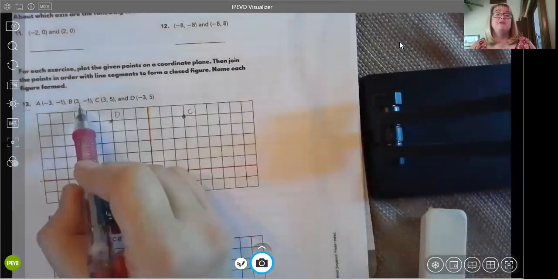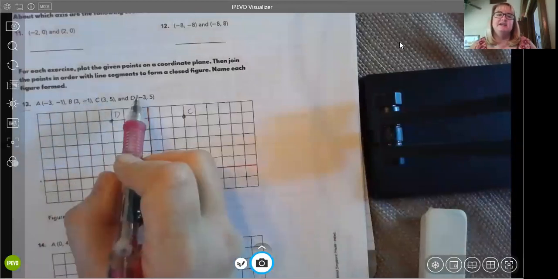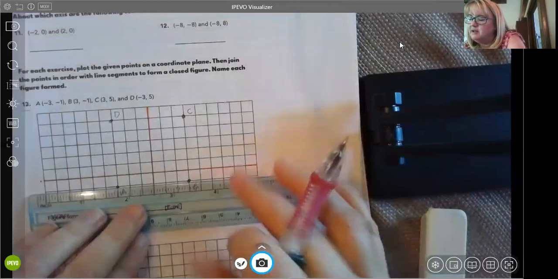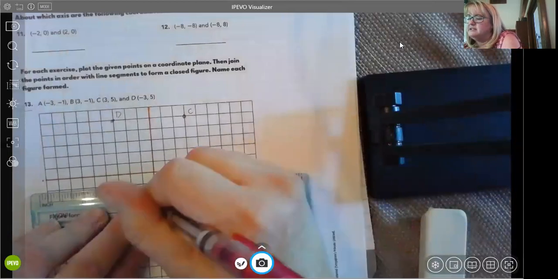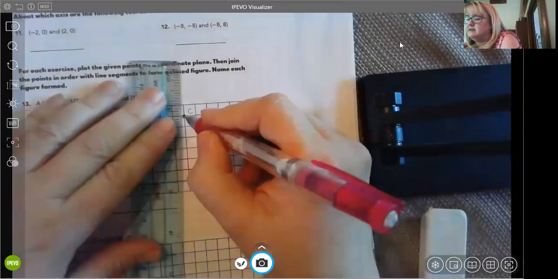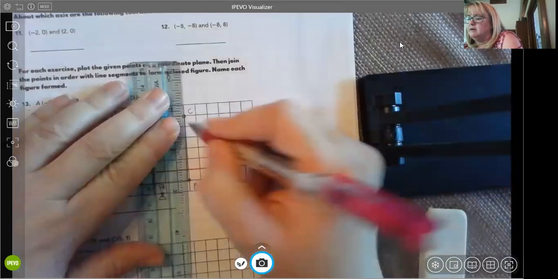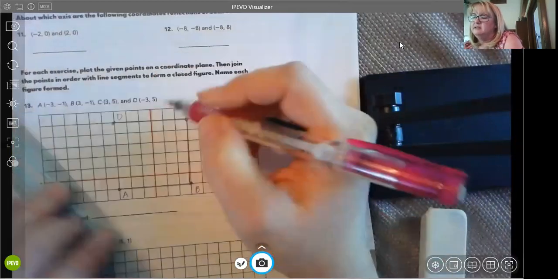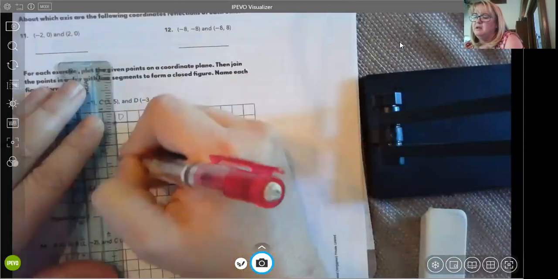So you're going to take your straight edge. A connects to B, B connects to C, C connects to D, and then D goes back to A. So A to B. I'm sure you can kind of figure out what this shape is even before we connect it. Let's connect it. D to A. All right. What is the name of this shape?